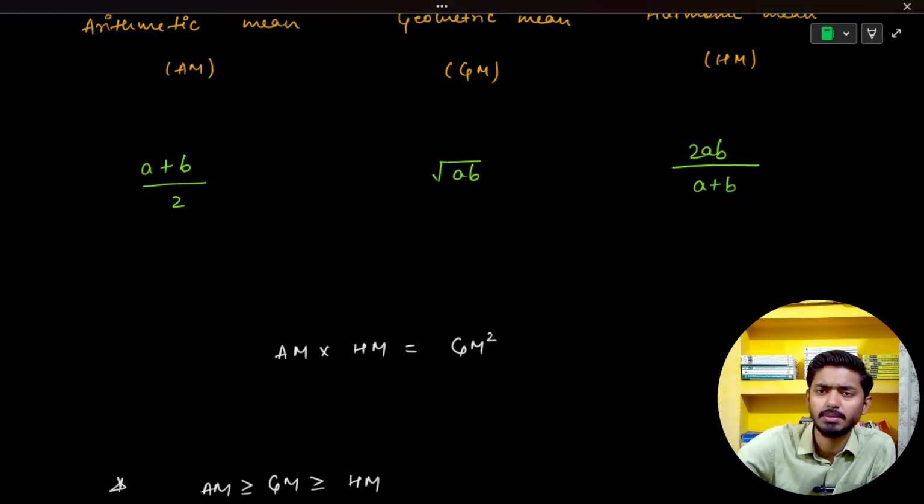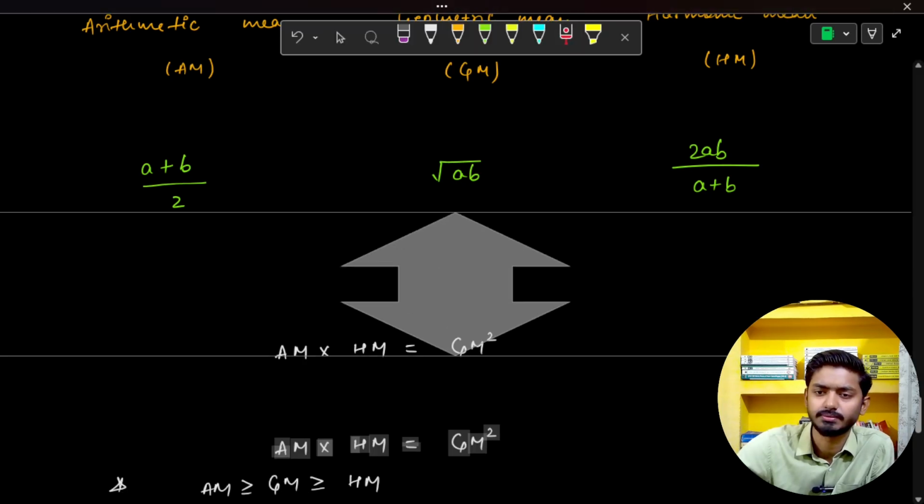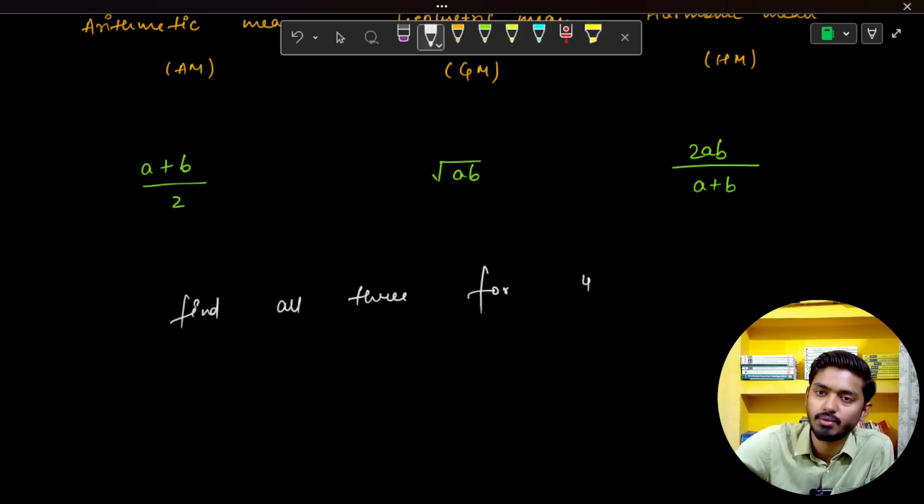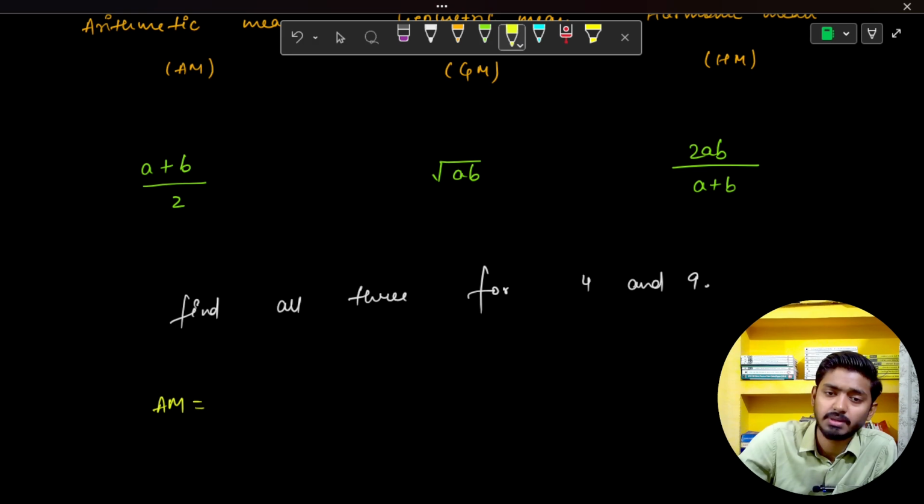Now let me write a question. Find all three for, say, 4 and 9. Very simple, and these questions are directly asked in exams. The formula for arithmetic mean is you add those two and divide by 2. So the sum of 4 and 9 is 13. 13 by 2 is 6.5.